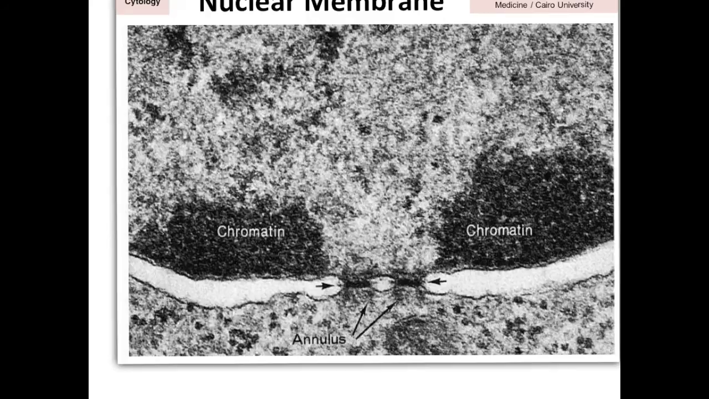This picture demonstrates the nuclear envelope, outer granular and inner fibrous, and this is the peripheral heterochromatin, and this is the euchromatin. And this is the nuclear pore complex. Here we have the union between the outer and the inner, and this area is called the nuclear pore complex.